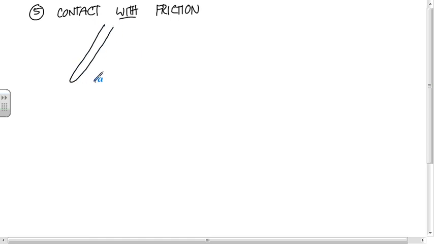And then the fifth joint type is contact with friction. We already talked about this one a little bit. In this class, whenever you have contact with friction, you treat that as an unknown force vector. In this case, the free body diagram again would just look like this.